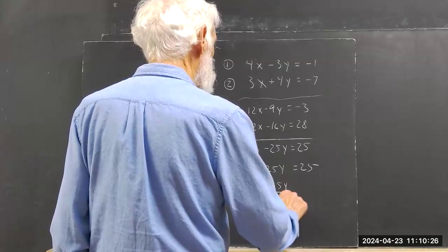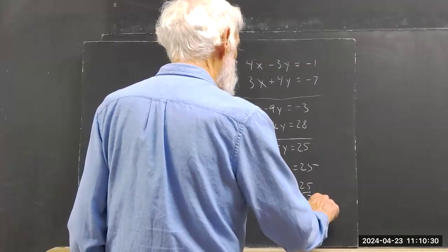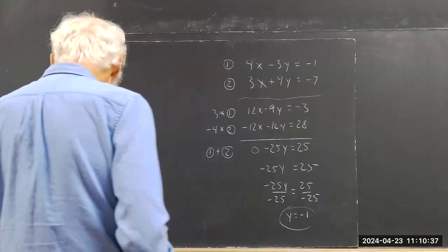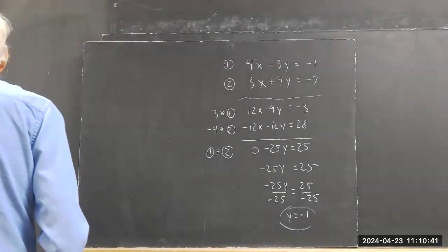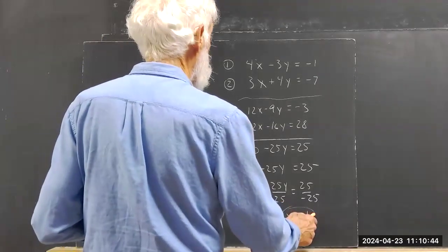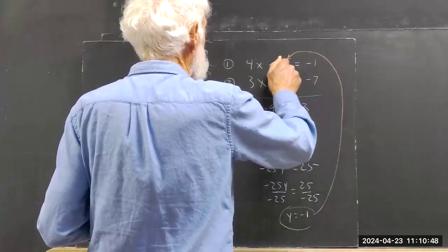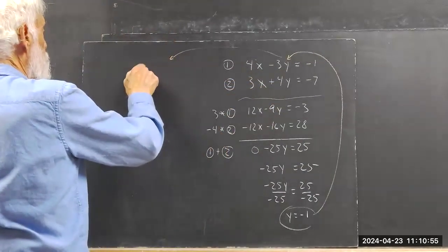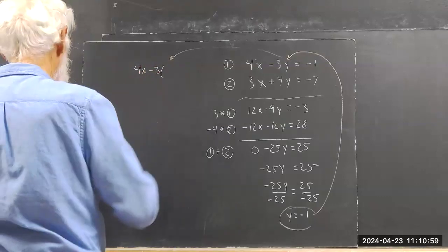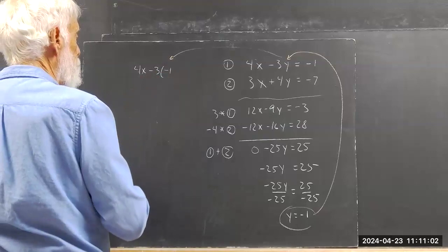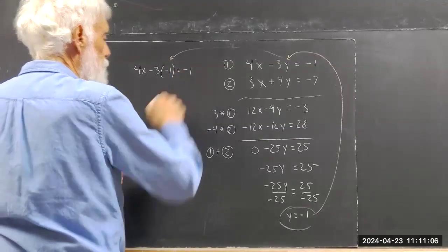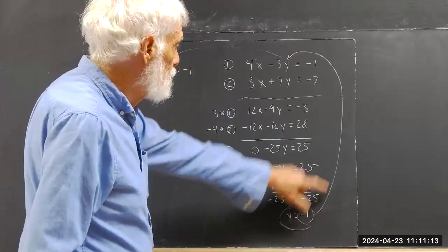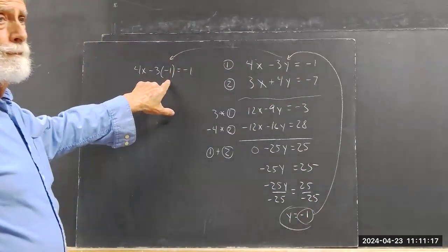And now I divide both sides by -25. And I get y equals -1. I take that solution and plug it back into either of the two equations. I'll just choose the first one, but I could have chosen the second one. And if I replace y by -1, I get 4x minus 3 times -1 equals -1. So I'll kind of circle this -1 to indicate that the -1 goes from here, replaces y, and there it is. Clear?